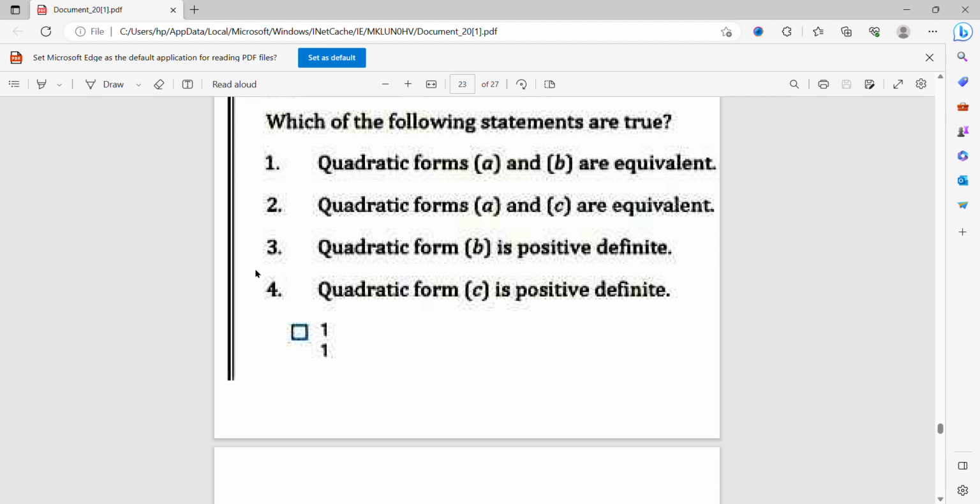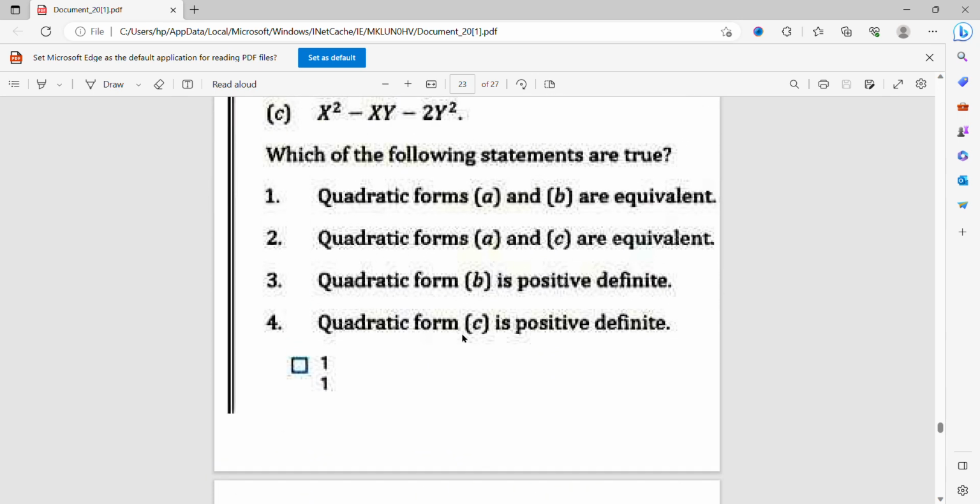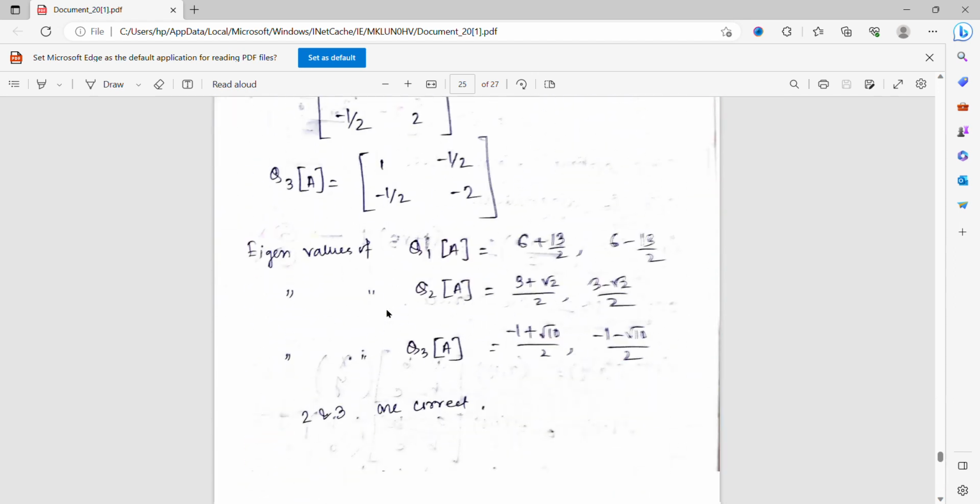Now just observe here that it is asked that quadratic form B is positive definite. If a quadratic form is positive definite, that means the eigenvalues of the associated symmetric matrix are definitely positive. Now for B, both the eigenvalues are positive, but for C, one eigenvalue is negative and one is positive. So C is not positive definite, but B is positive definite. So here option 3 is correct, but option 4 is false.